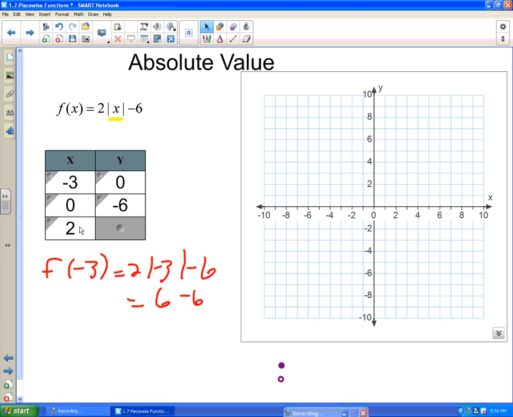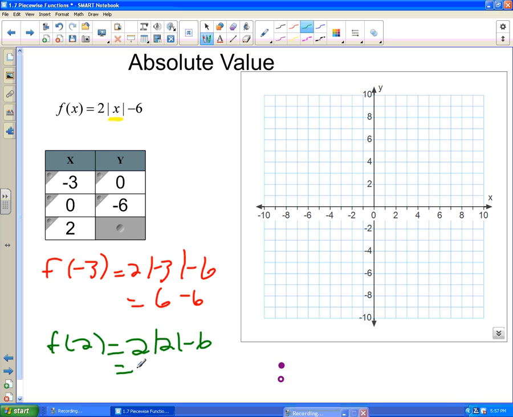So, and I just chose a 2, and I'm going to plug that in and see what comes out. So let's find out what f of 2 is, just make sure we do our arithmetic right. So I have 2 times the absolute value of 2 minus 6, and then 2 times 2 is 4, so I've got 4 minus 6. So I should get a negative 2 to come out.